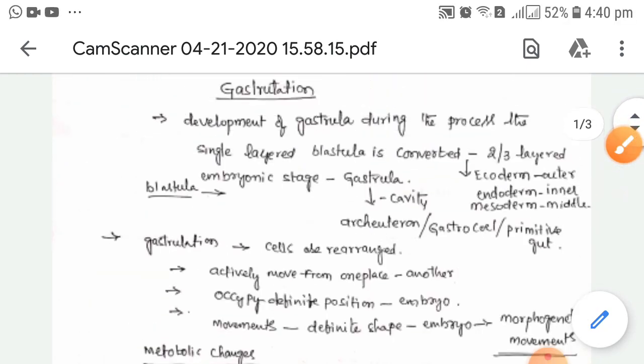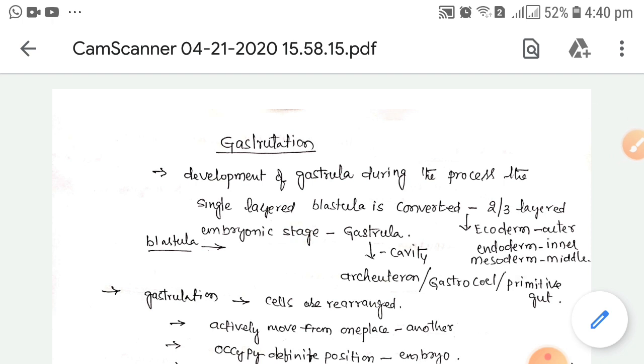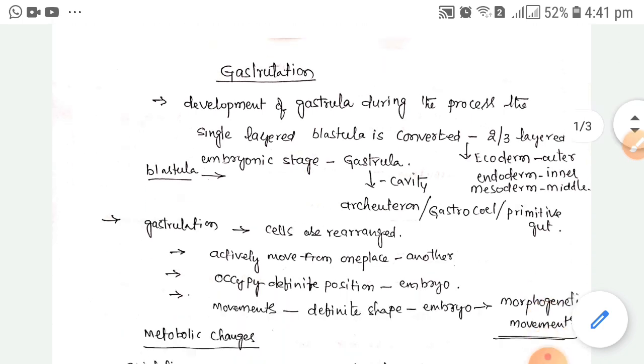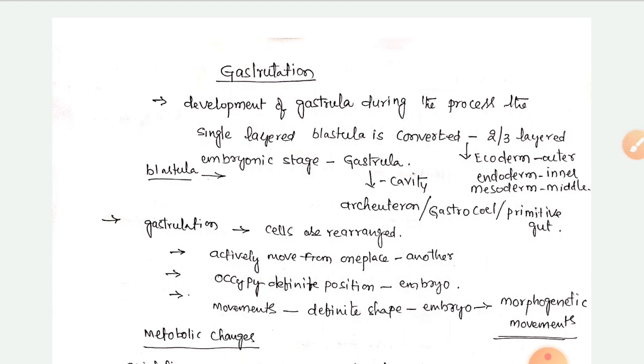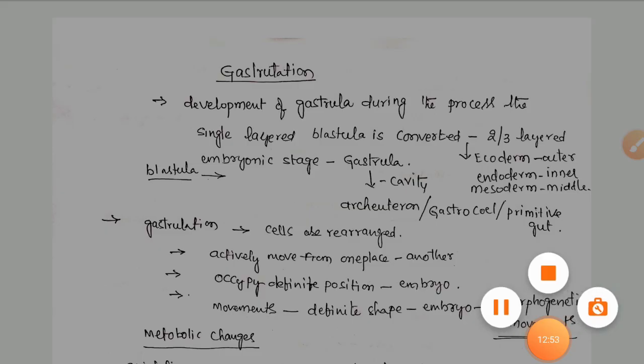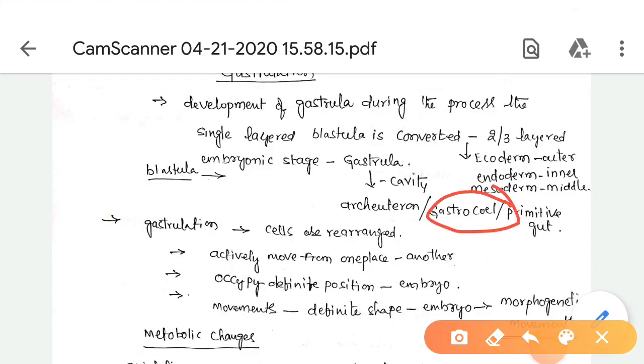Gastrulation means the development of the gastrula. During this process, the single-layered blastula is converted into a double or triple layered embryonic stage called the gastrula. Three germ layers are formed: ectoderm, endoderm and mesoderm. Ectoderm is the outermost layer, endoderm is the inner layer and mesoderm is the middle layer. The gastrula has a cavity called the archenteron, gastrocele or primitive gut.